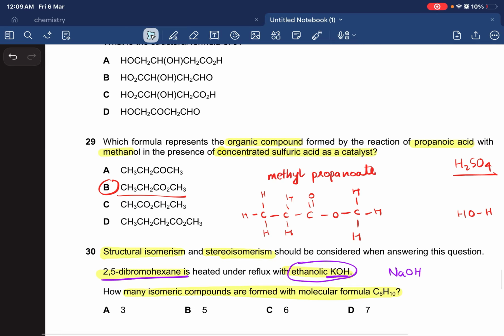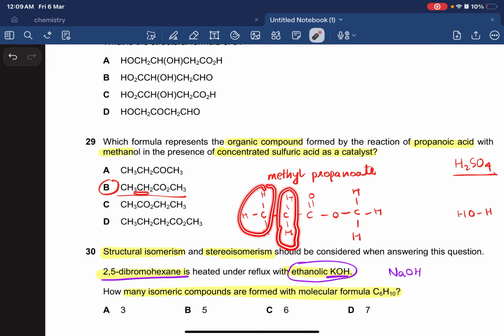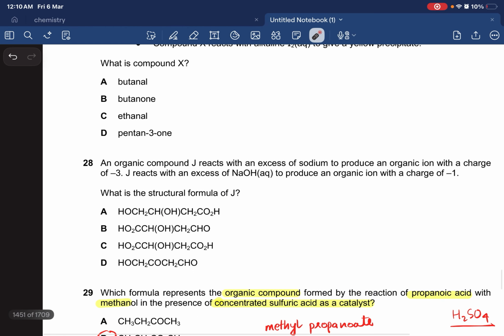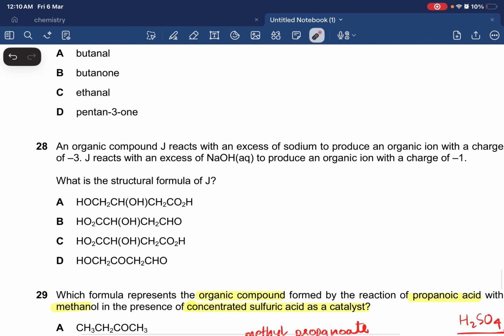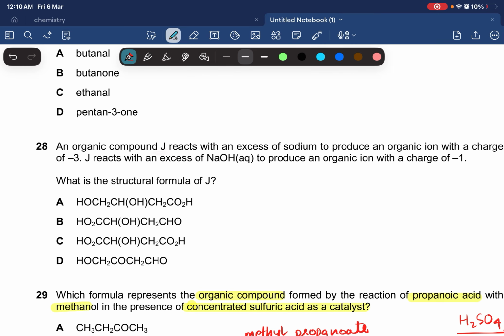And option B exactly represents this. There's a CH3, then you can see there's a CH3 here, okay? This CH3, then there's a CH2, a CH2, then COO, COO, and then a CH3, and then a CH3. Done and dusted.